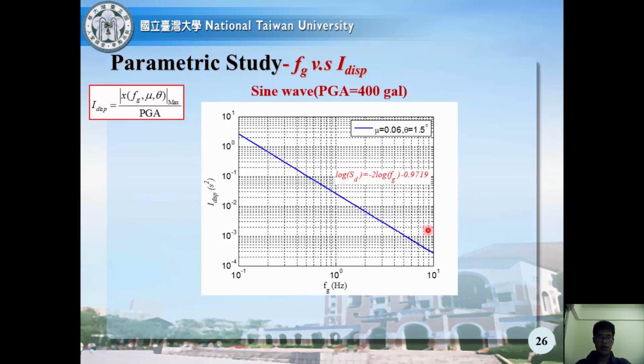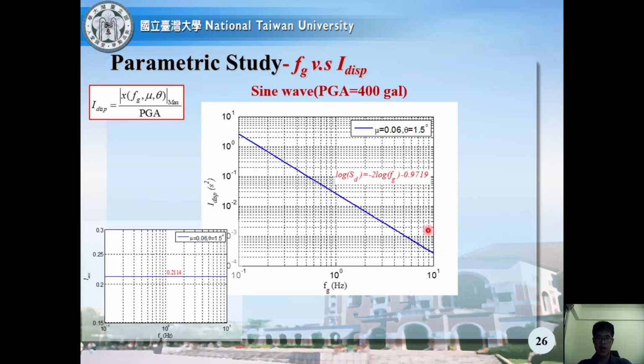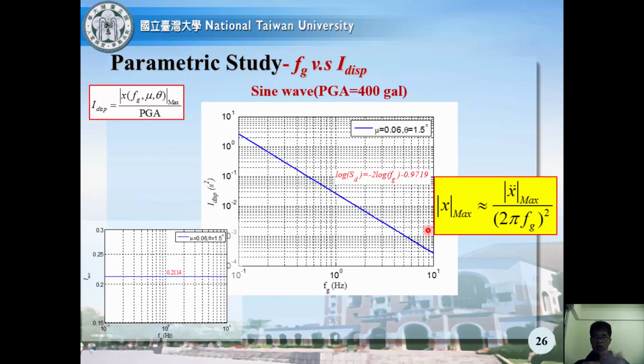Again, let us recall the relationship between the acceleration response and the ground motion frequency, where the IACC remains a constant value across various ground motion frequencies. So if we maintain the PGA of the earthquake, we suppose that the relative acceleration will remain constant as well. Again, by the approximate relationship between the relative acceleration and the relative displacement, that gives us an idea that the displacement response will be inversely proportional to the square of the ground motion frequency.